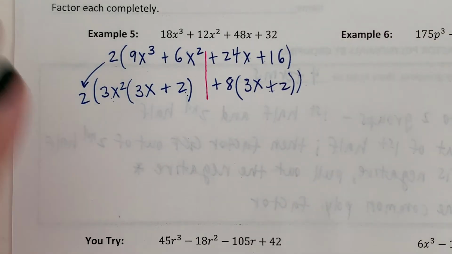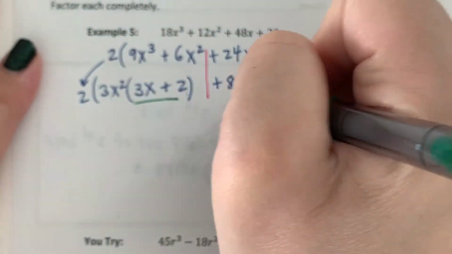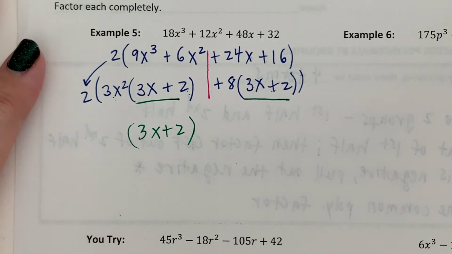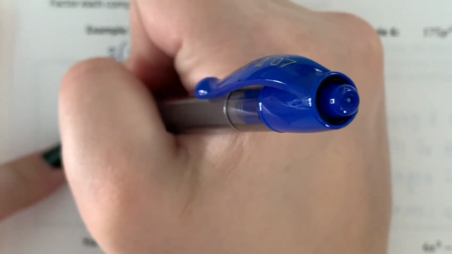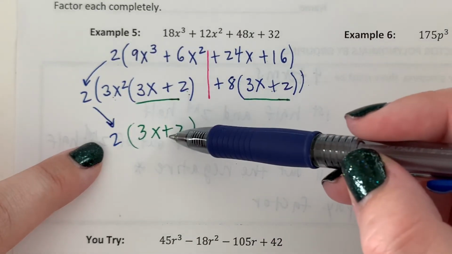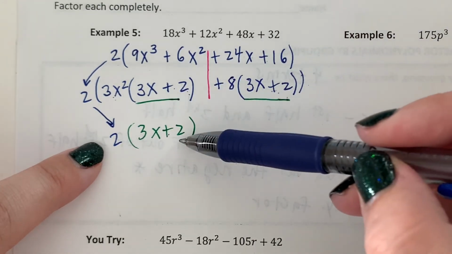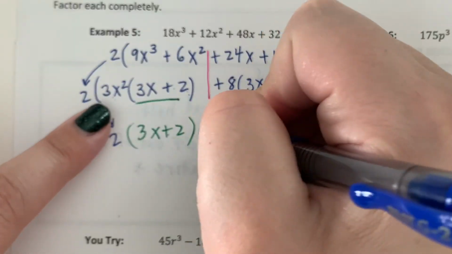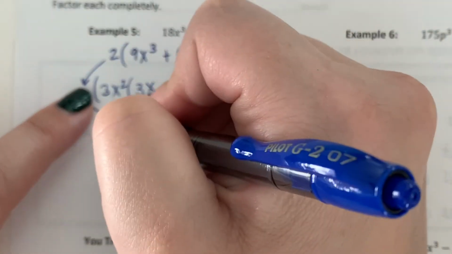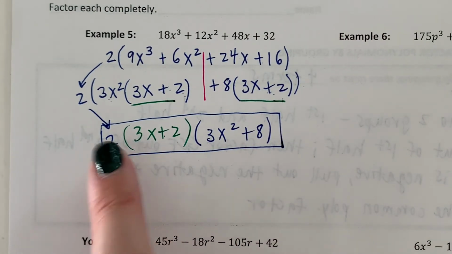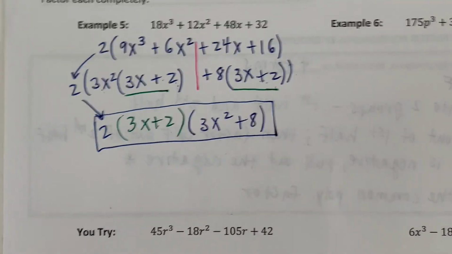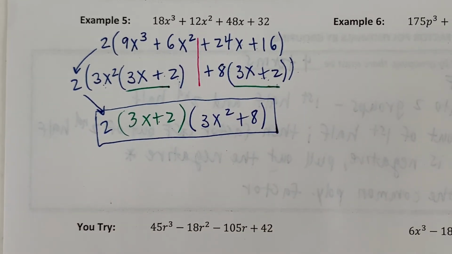And then my last step here, look for a common polynomial factor, which I see is 3x plus 2. I'm going to bring down that 2 that was out front again, because we did factor out a GCF at the beginning. And so I factored out my common polynomial factor, 3x plus 2. And then I have leftover factor, 3x squared plus 8. So my final answer, I have a 2, I have 3x plus 2, and I have 3x squared plus 8. This would be me factoring this polynomial completely.